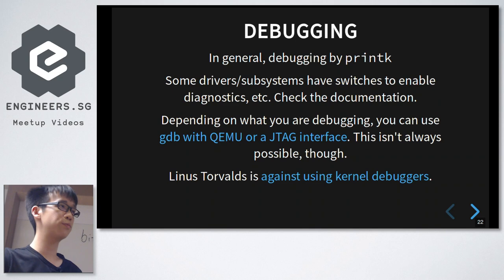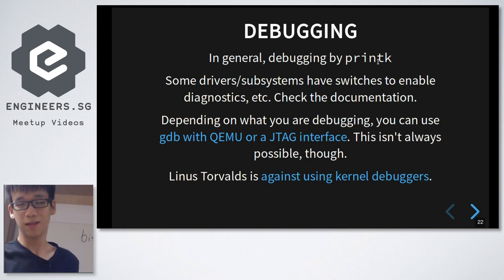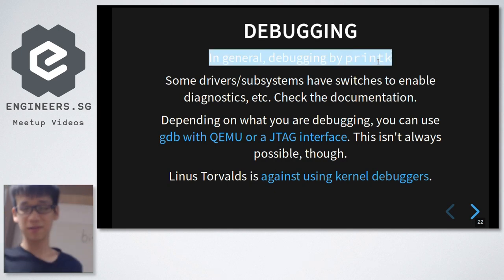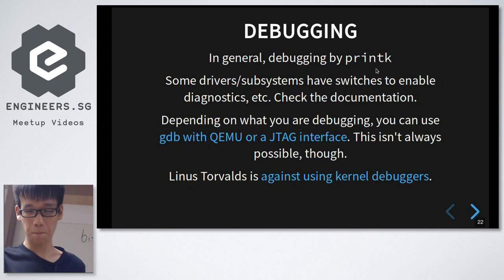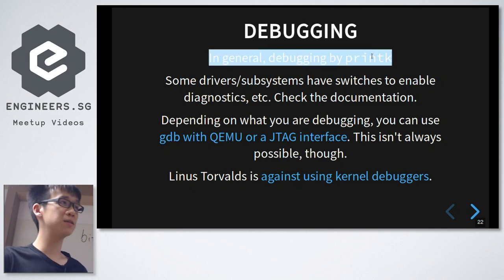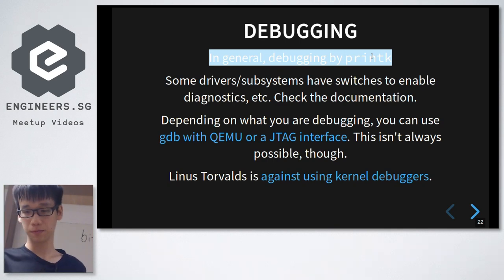Or you just use printf debugging, or printk debugging, right? That's all you can do, because you can't attach a debugger. printk is basically the kernel's version of printf, because there's no standard library. There are also switches to enable diagnostics and so on. For that you have to check the documentation, depending on your subsystem.